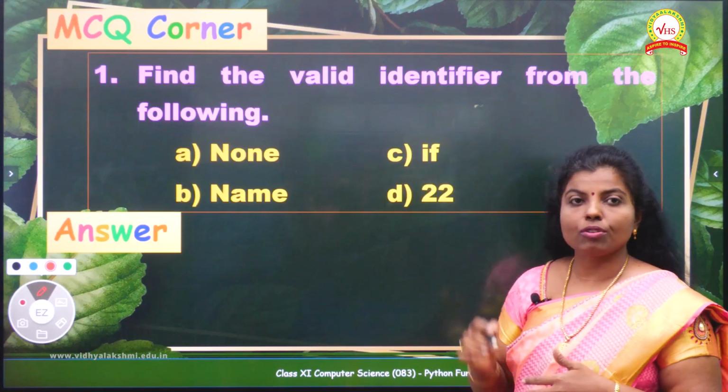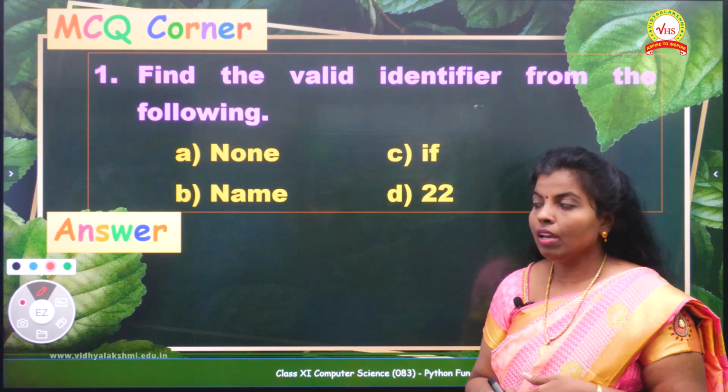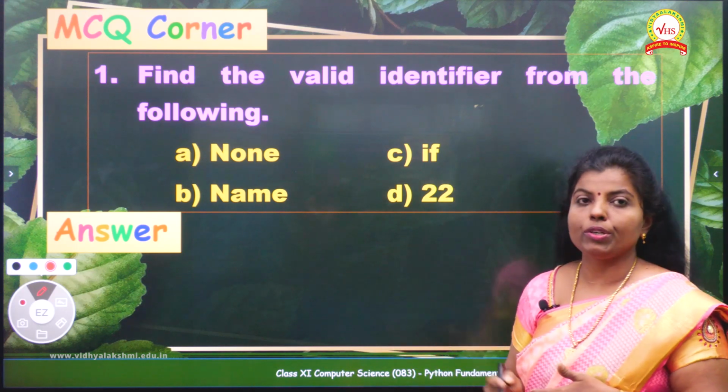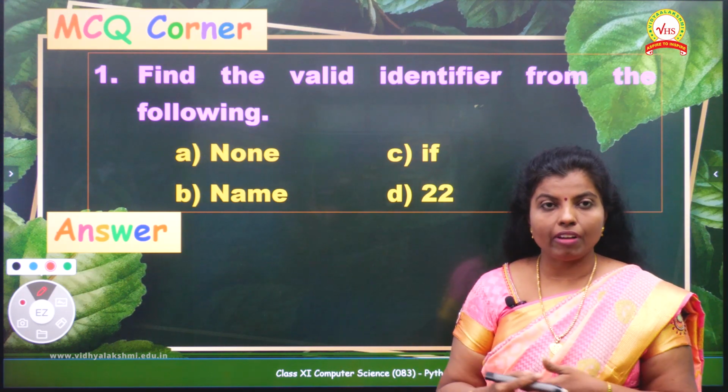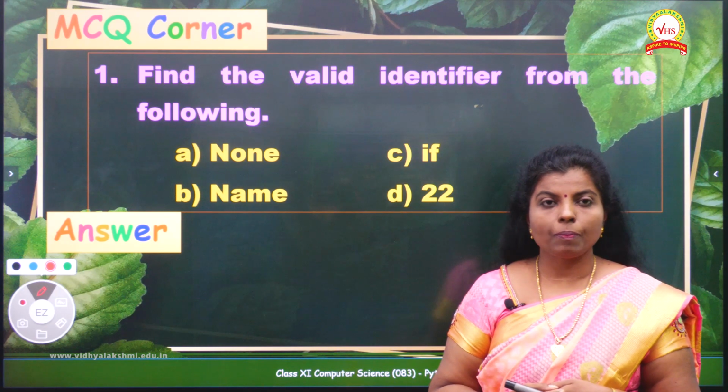The first question is: find the valid identifier from the following. Here the options given are None, name, if and 22. So before finding which one is a valid identifier, let us recall all the identifier naming rules.